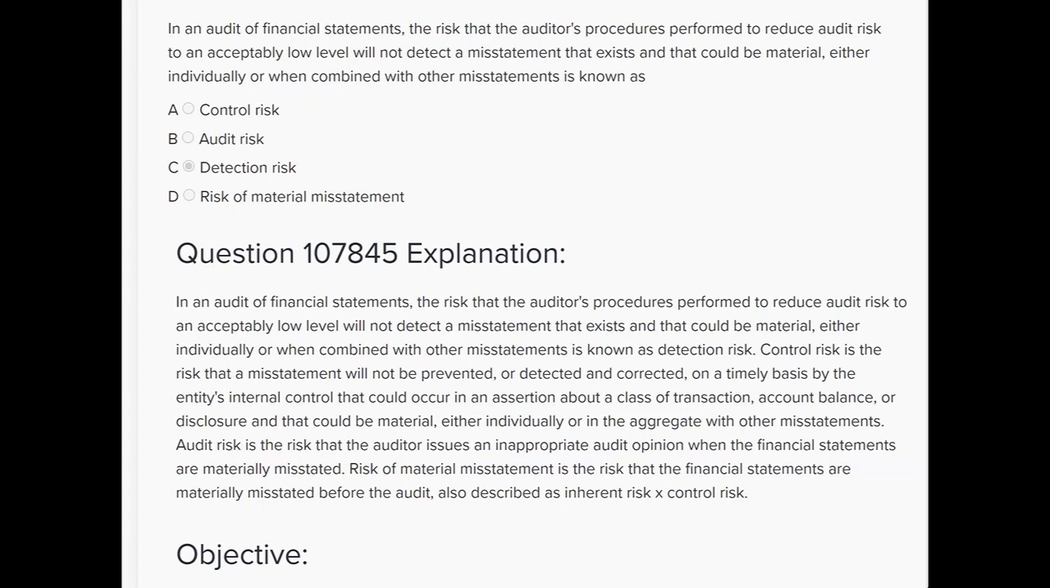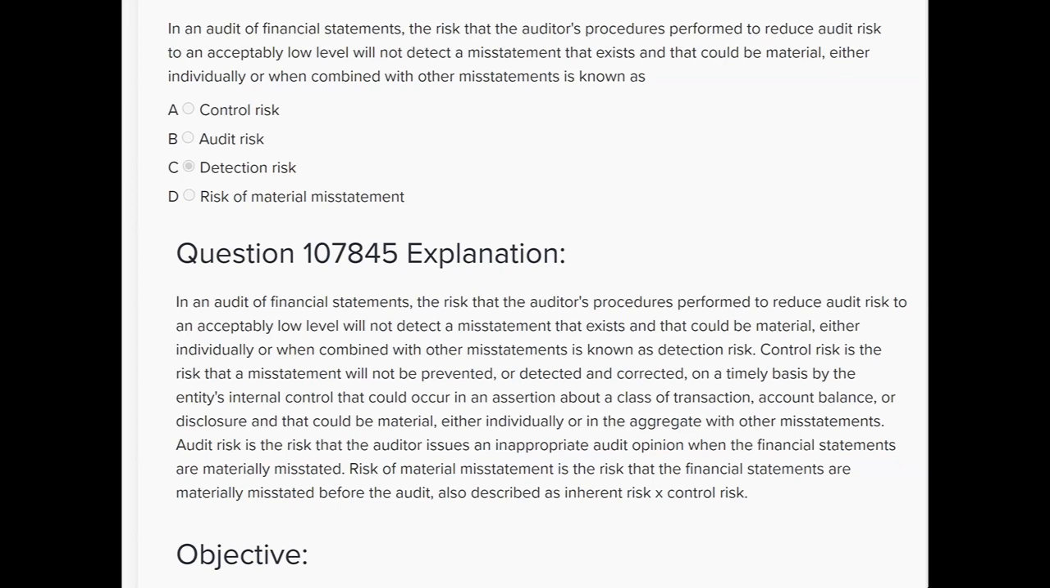In an audit of financial statements, the risk that the auditor's procedures performed to reduce audit risk to an acceptably low level will not detect a misstatement that exists and that could be material, either individually or when combined with other misstatements, is known as, and that's detection risk. Detection risk is all about the auditor performing the auditor's procedures.